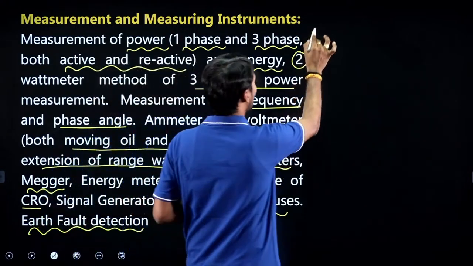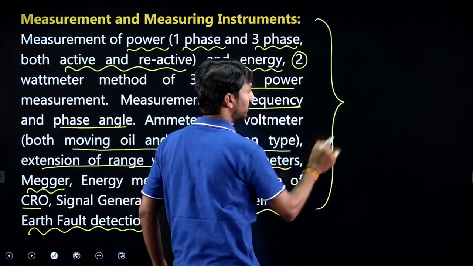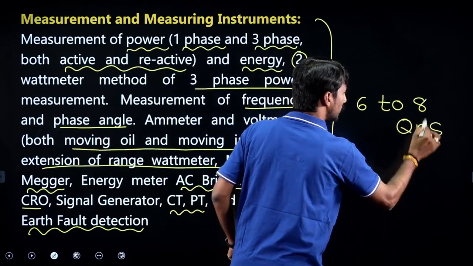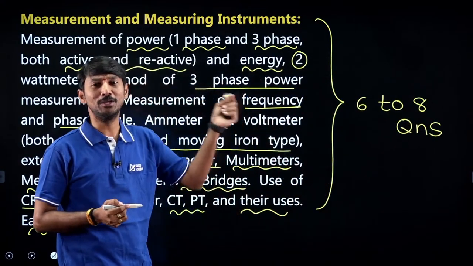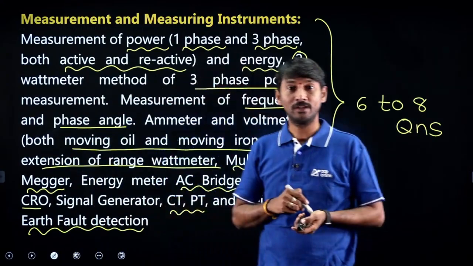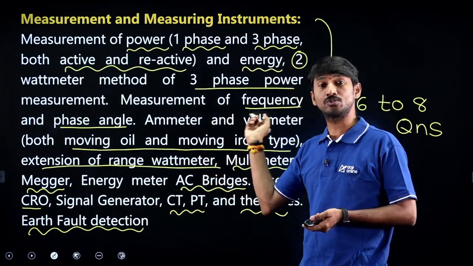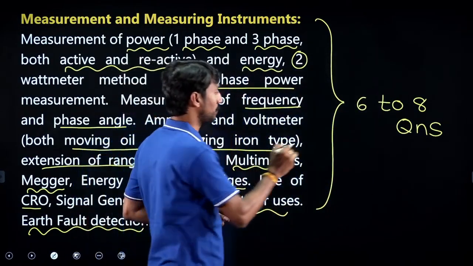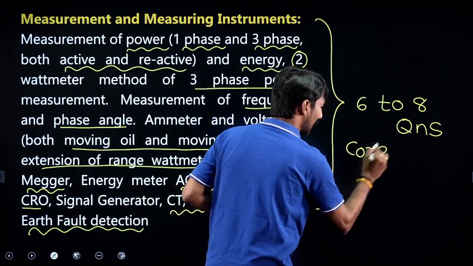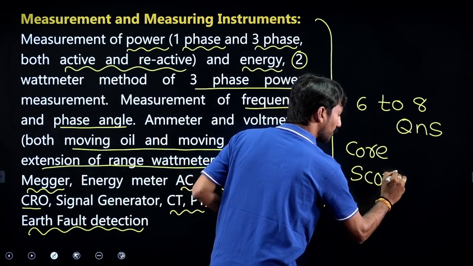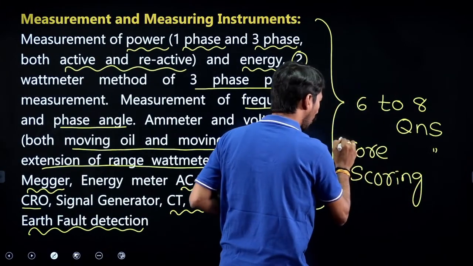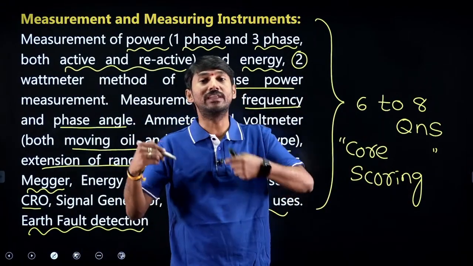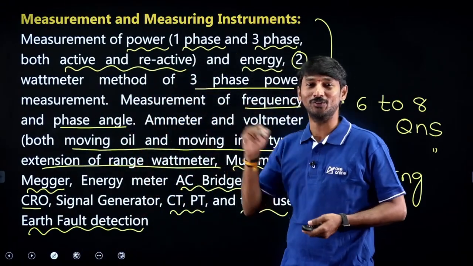In this RRB JE, we can expect 6 to 8 questions approximately, not exactly 6 to 8 questions. So definitely it is playing a major role in the exam. From the core point of view as well as the scoring point of view, this subject is very, very important for electrical people. It is a core subject as well as a scoring, conceptual subject, and you can score easily. So how the questions can be asked, what the answer is, how we can answer in a very short time, everything we are going to discuss.